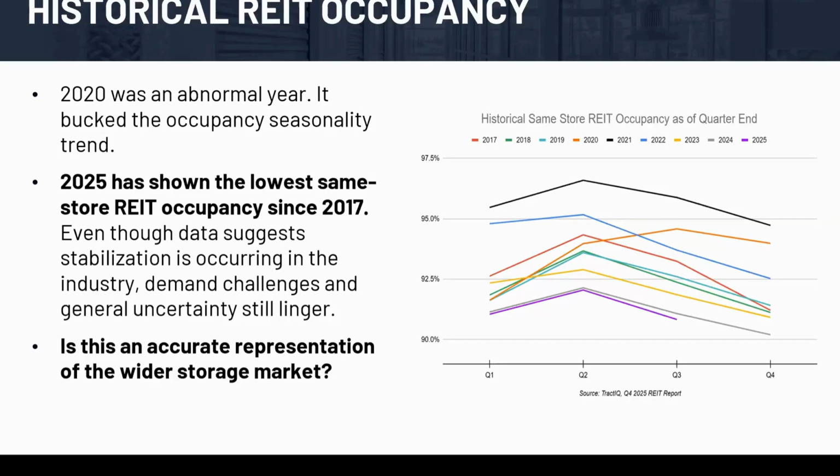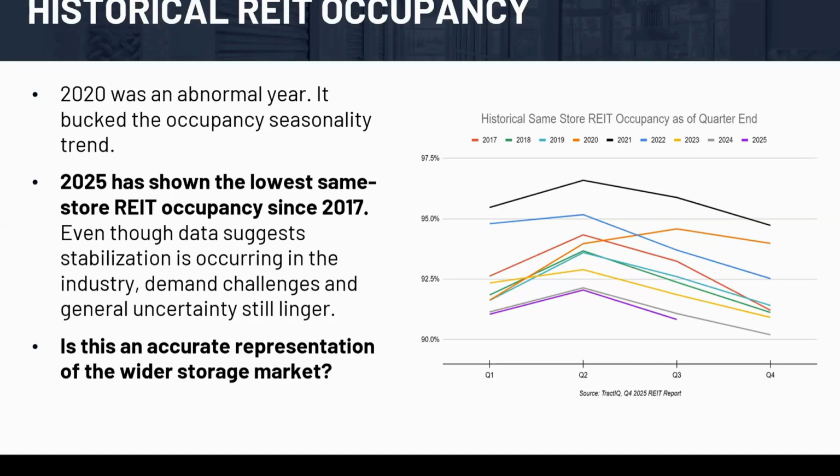And just to walk through this, this has been in some of our REIT reports, but each line here is a time series showing, for example, the black line at the top is the REITs' average occupancy in 2021. You can see it was basically above 95% every quarter except for Q4. And then the purple line is 2025's occupancy. You can see how big of a gap there was.